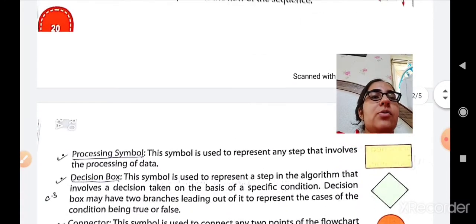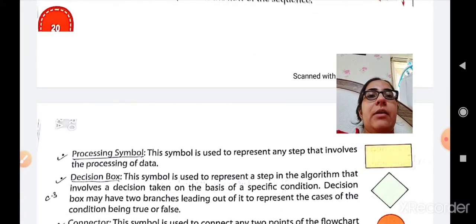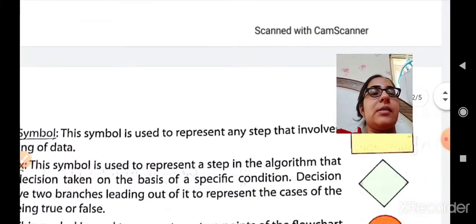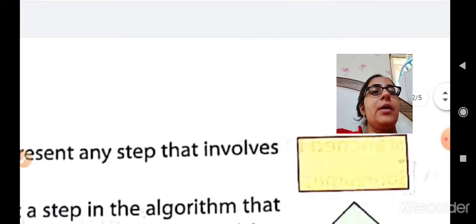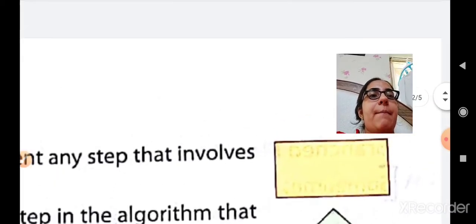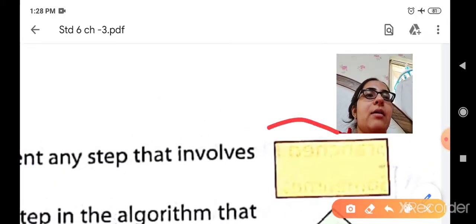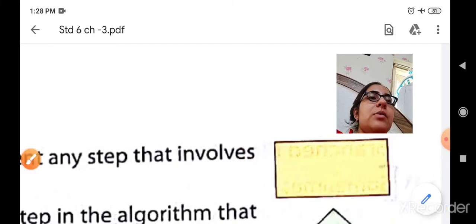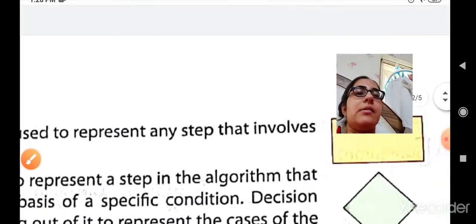Okay, next is the processing symbol. This symbol is used to represent any step that involves the processing of data. It means this is known as a symbol which is used to process the data. The user is giving anything. For example, if he or she is giving to add two numbers a plus b, then you have to write it here. It means the actual processing will be done using this rectangle symbol.